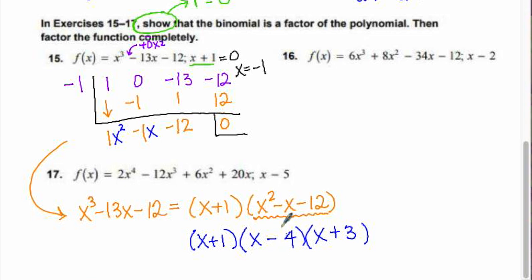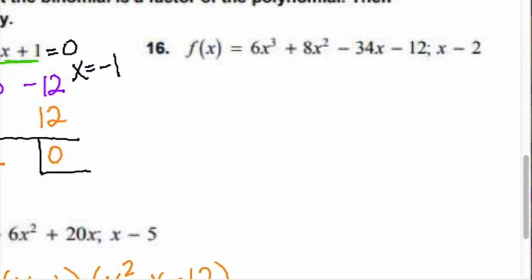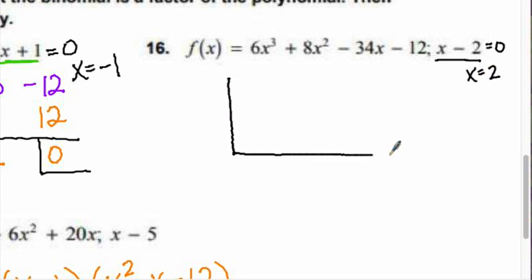Okay? So show that the binomial is a factor of the polynomial. That's what we did here by getting a remainder of 0. And then we factored the function completely. Again, our directions are to show that the binomial is a factor. So we're going to show that this is a factor. We set it equal to 0, x equals 2. So we're going to do our synthetic division.